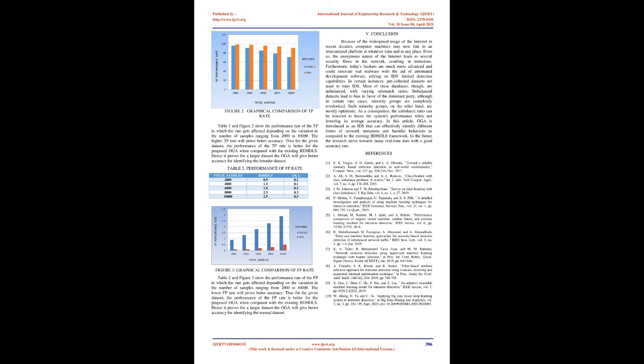Table 2 and Figure 3 show the performance rate of the FP, in which the rate is affected depending on the variation in the number of samples ranging from 2000 to 10,000. The lower FP rate will prove better accuracy. Thus for the given dataset, the performance of the FP rate is better for the proposed OGA when compared with the existing BDHDLS. Hence it proves that for a larger dataset the OGA will give better accuracy for identifying the normal dataset.